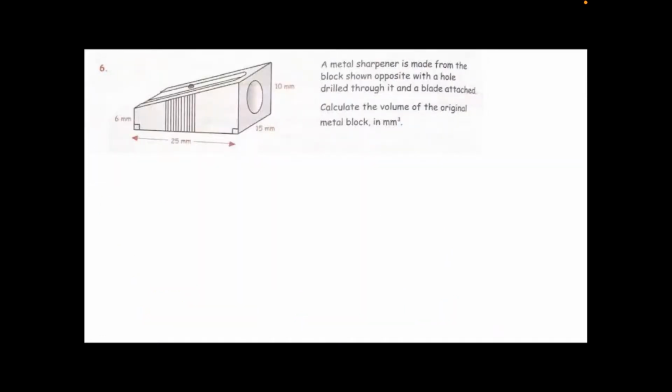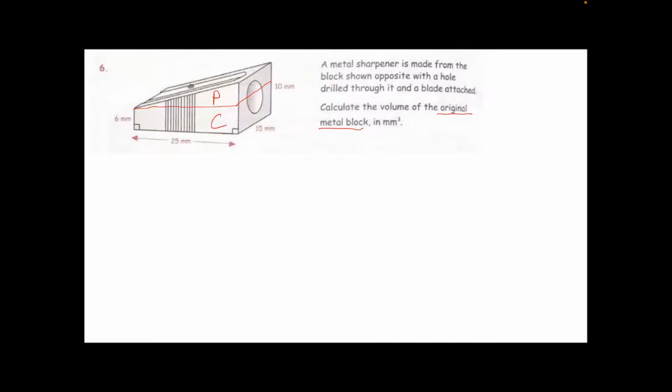For question 6, we have got a metal block that's had a hole drilled through it and a blade attached, but we've just been asked to calculate the volume of the original metal block. So we're not fussed about the hole that's been drilled through it. We've not been given any information about that. What we should be able to spot though is that if we draw a line round here, we can separate it into a cuboid and into a prism, which is two shapes that we do know.